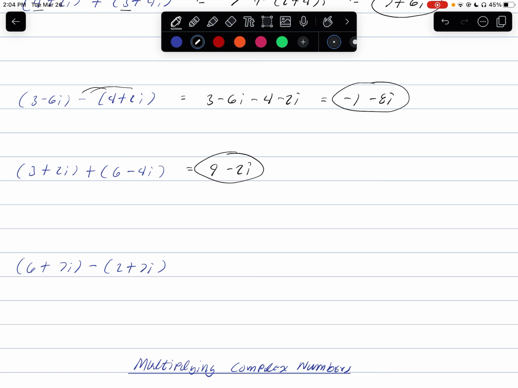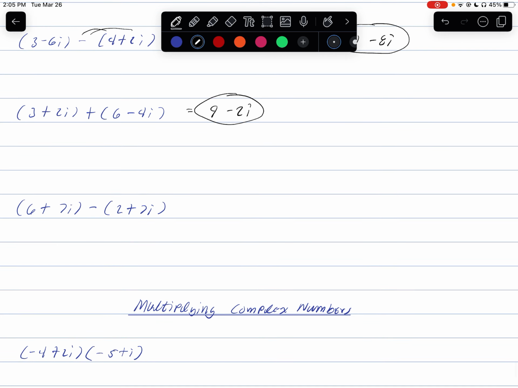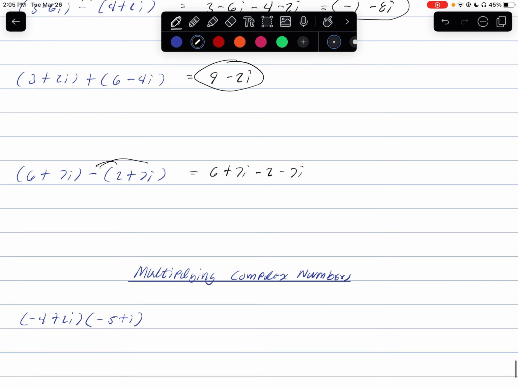Let's look at one more. Here we have 6 plus 7i minus 2 plus 7i. So let's go ahead and distribute that negative sign. And we'll get 6 plus 7i minus 2 minus 7i. If we combine like terms, we get 6 minus 2, which is 4. And then 7i minus 7i, these will actually cancel. So our actual answer here is just 4.